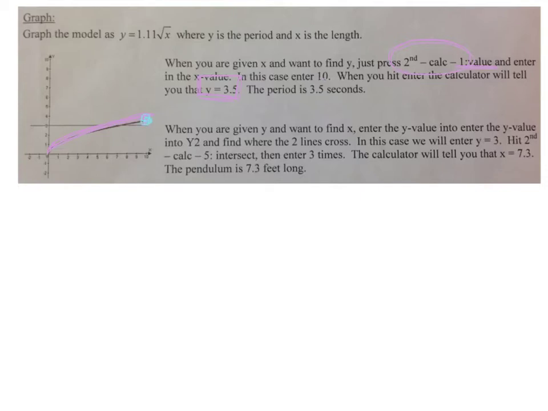Or if I give you y and you want to find x, unfortunately there's no second calc value for y. You have to actually enter the y value into y2. And it'll graph a line at that y value. And then you look for the x that occurs when those two things intersect. So you do second calc intersect, hit enter 3 times, and it'll show you that x is 7.3. So 7.3 feet, just like we did in the algebraic problem.